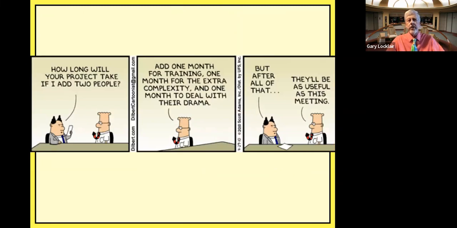I think I showed you this one before. If you already did the assignment with Mythical Man Month, you may resubmit it. This is the Mythical Man Month. Boss, how long will it take if I add 2 people? Add 1 month for training, 1 month for extra complexity, 1 month to deal with their drama. But after all that, they'll be as useful as this meeting.